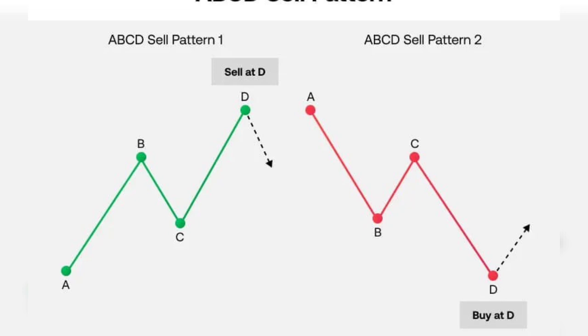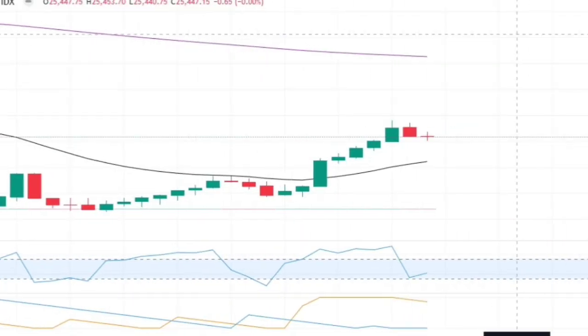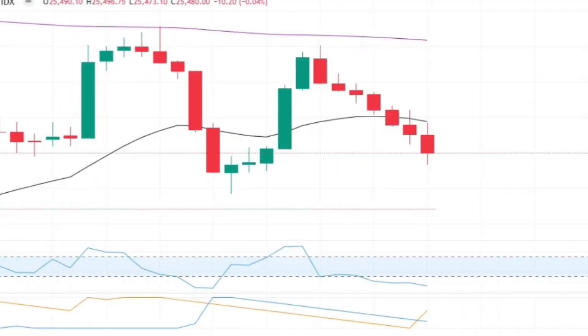Your action step this week is simple. Go to your charts and start looking for these patterns. Use the drawing tools. Mark up 20 of them without trading. Build that pattern recognition muscle.